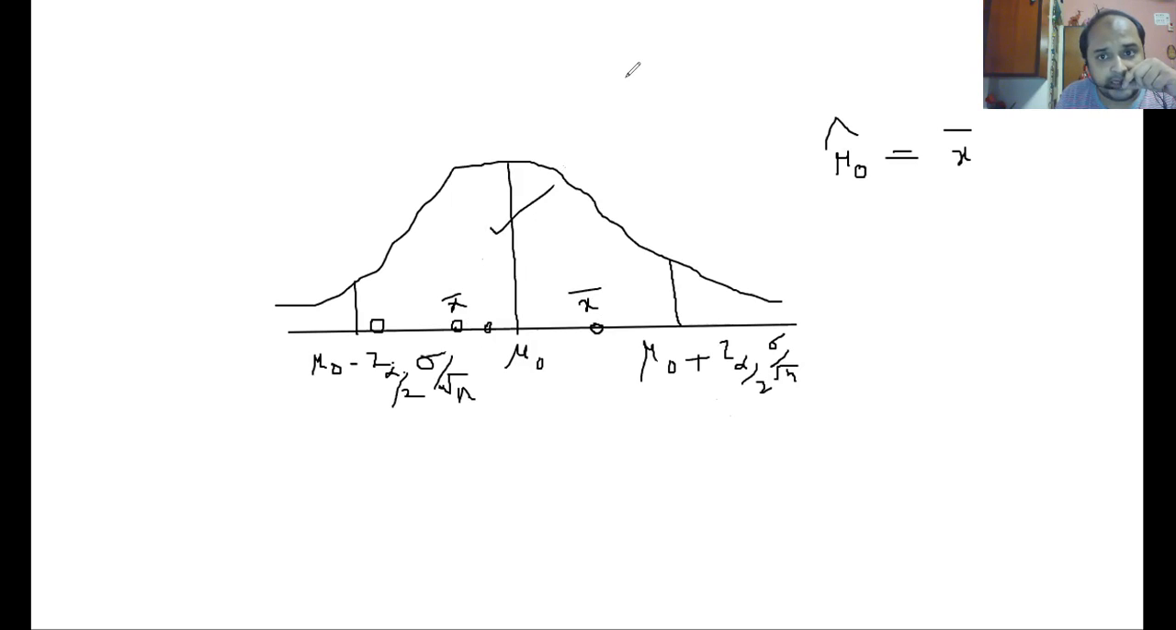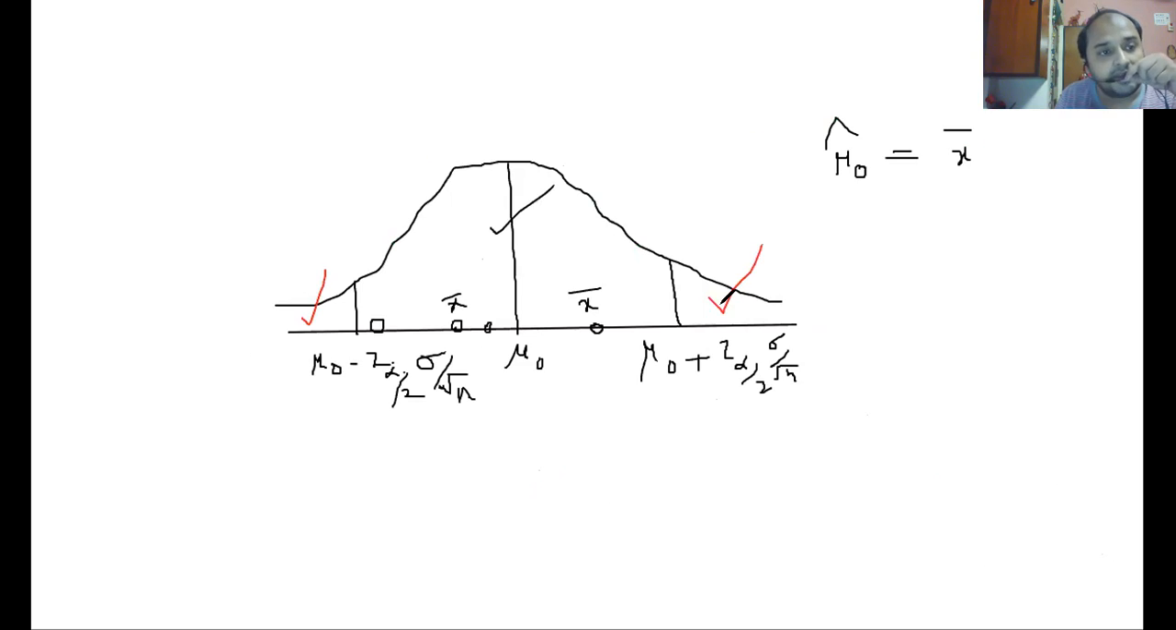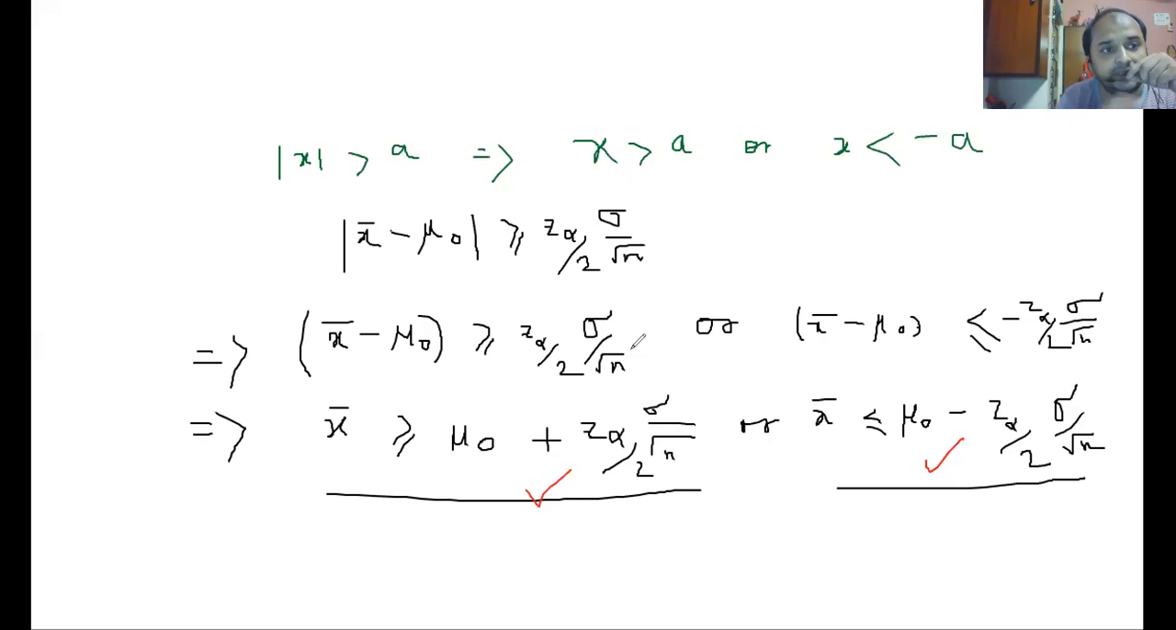But if x bar lies in these particular regions, if x bar is less than this quantity, or x bar is greater than this quantity, in both these cases, we will say that the null hypothesis will be rejected. So here the likelihood ratio technique has given you the rejection region on the basis of which you are going to reject your null hypothesis. That particular calculation hasn't been clarified in my last class. So actually I'm showing you this particular technique.